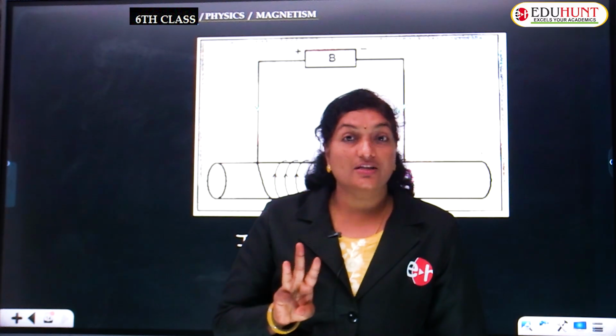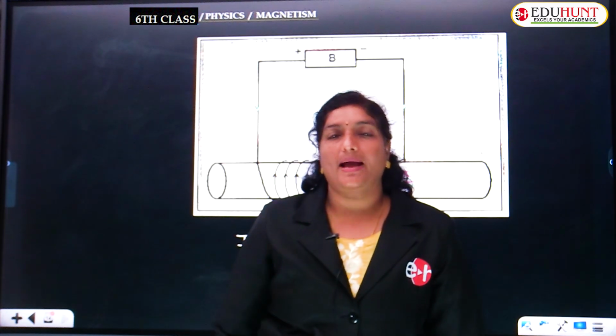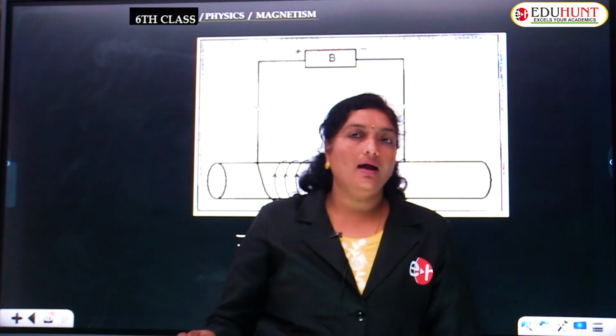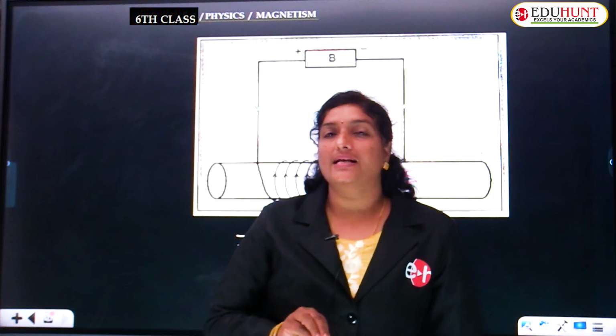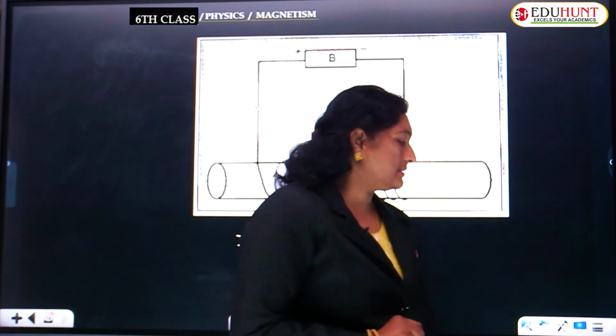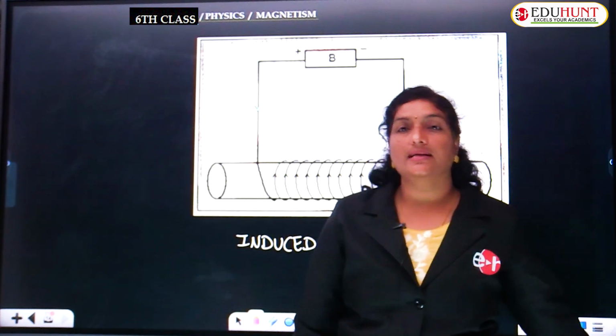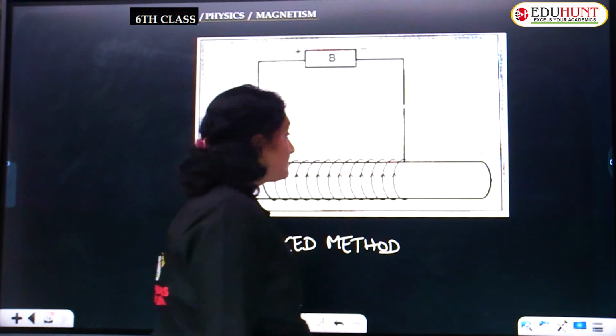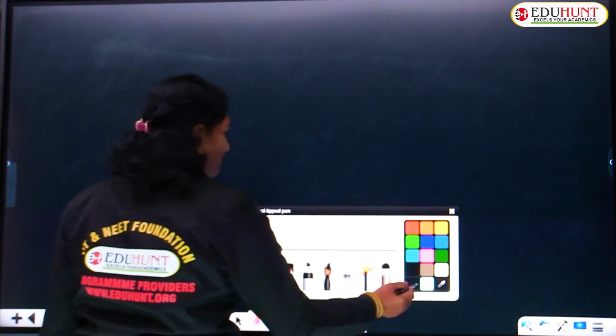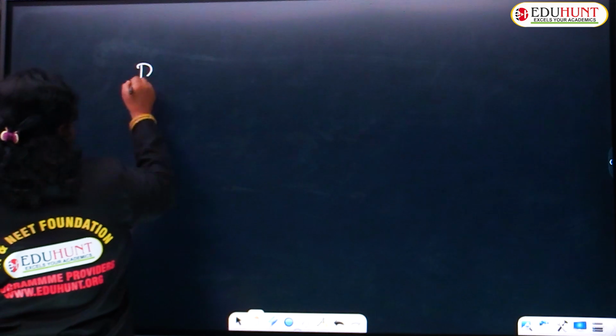Okay, children. So apart from that, let us also try to understand the types of magnets. There are actually three types of magnetic substances: diamagnetic substances, paramagnetic substances, as well as ferromagnetic substances. So what exactly makes the difference between diamagnetic, paramagnetic and ferromagnetic substances?